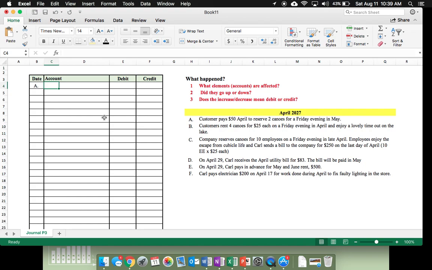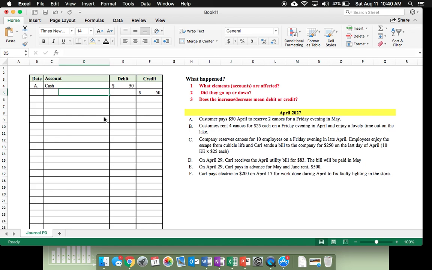What accounts are affected? Well, the customer gave Carl cash, so cash is certainly affected. What is happening to cash? Cash is going up. How do we show an increase in cash, which is an asset? We debit. So we're going to debit cash for $50. Now, we know that we're going to have a credit here, right? Because again, every transaction affects 2 accounts. Debits and credits have to equal. And so we are going to have a credit here for $50.